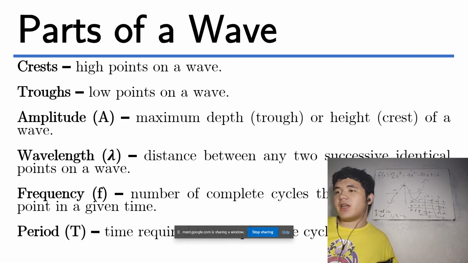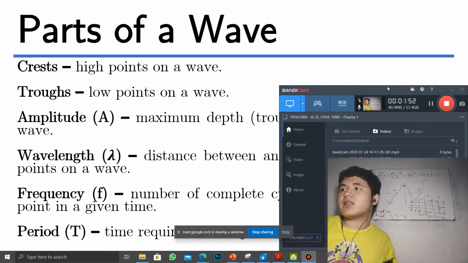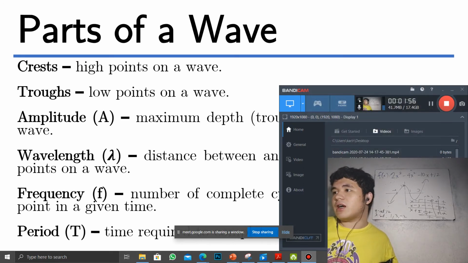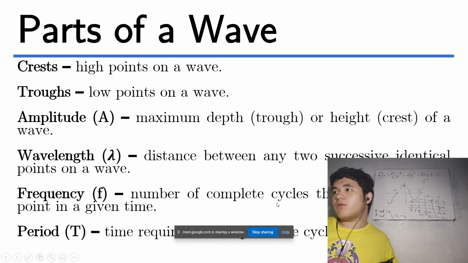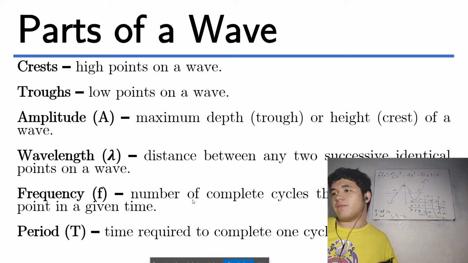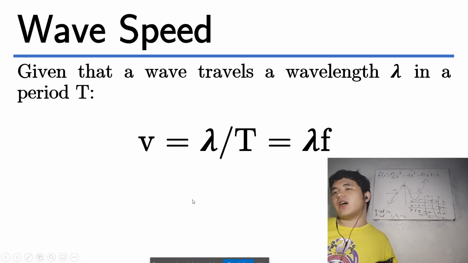Next, frequency is the number of complete cycles that pass through a point in a given time. And lastly, yung period is yung time required to finish one cycle, no? Yun lang siya. Okay, next. Wave speed. So, given that a wave travels a wavelength lambda in a period T, v equals lambda f. No? One of the most important equations.